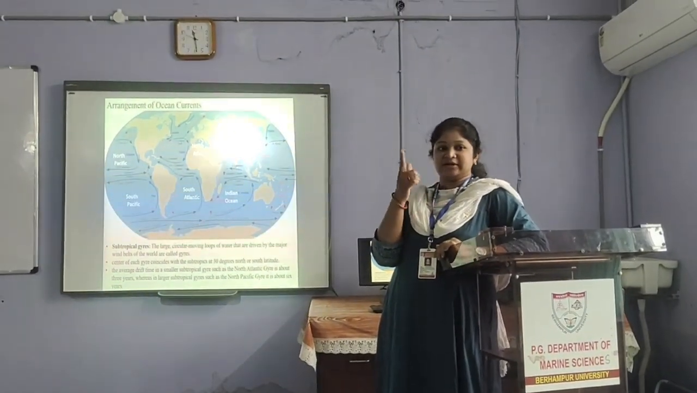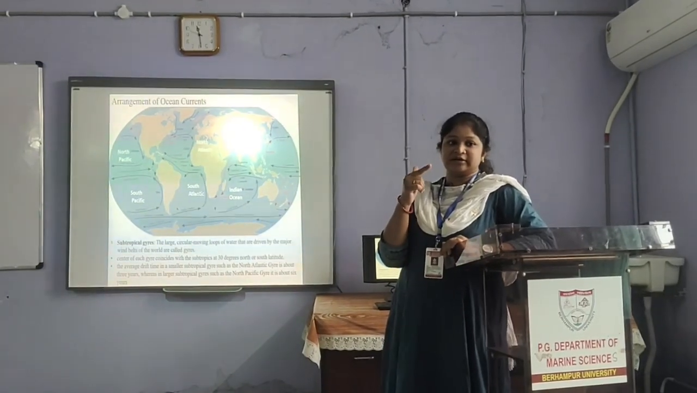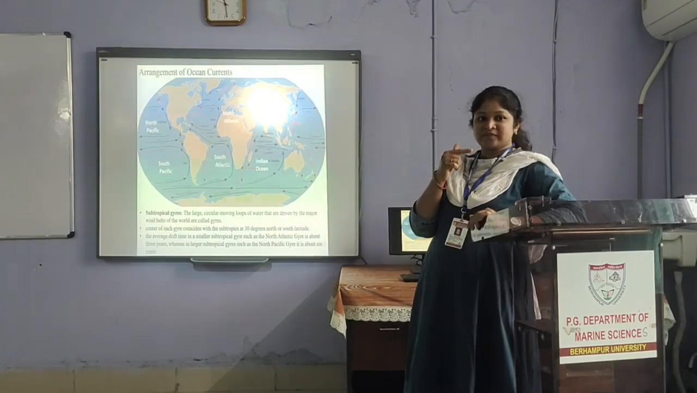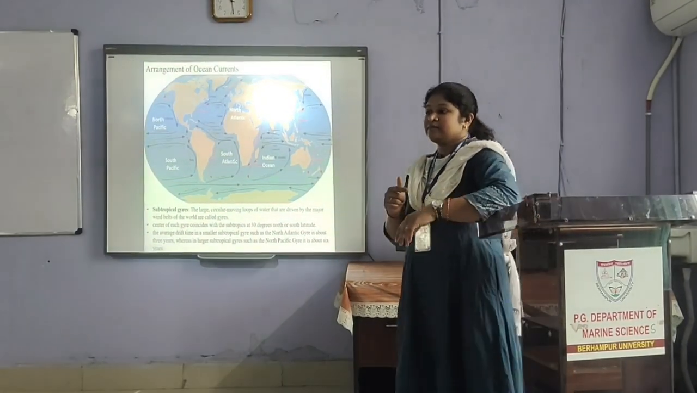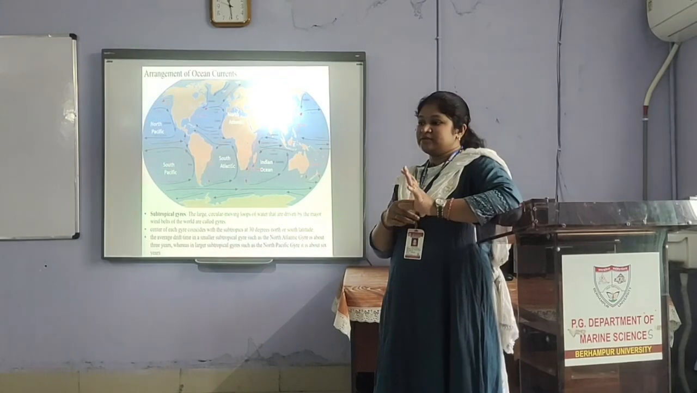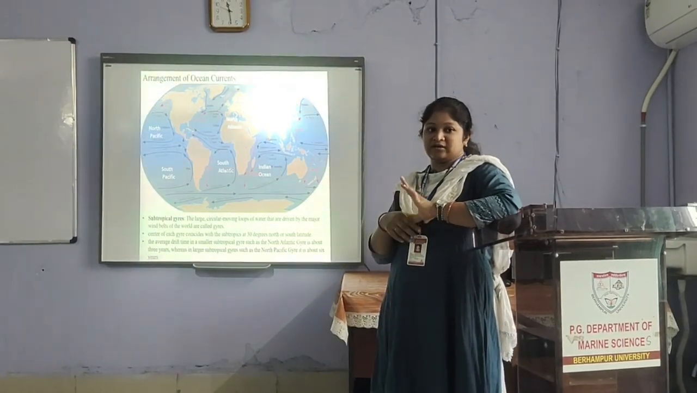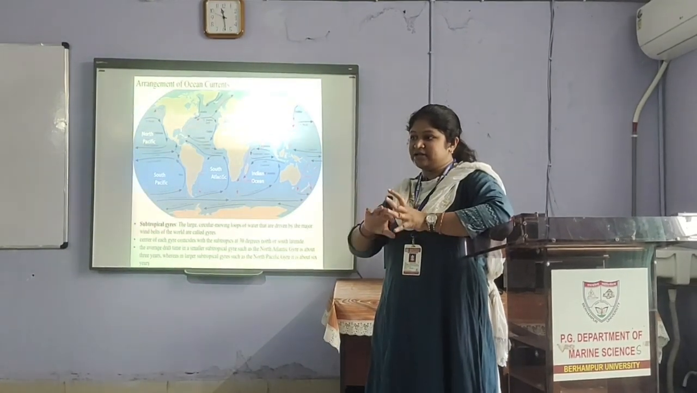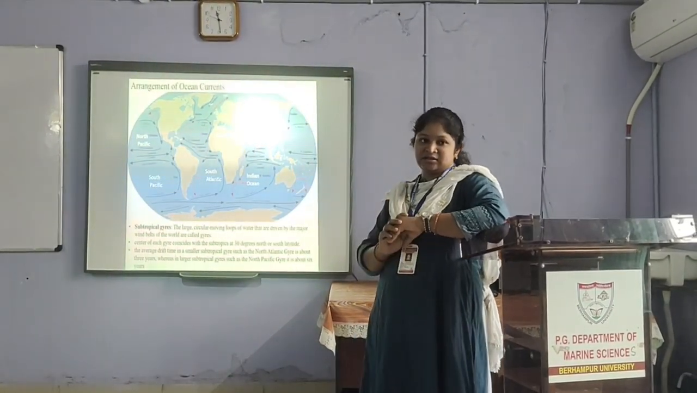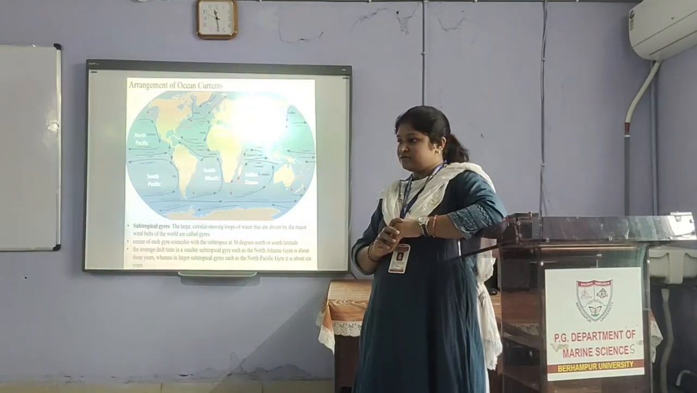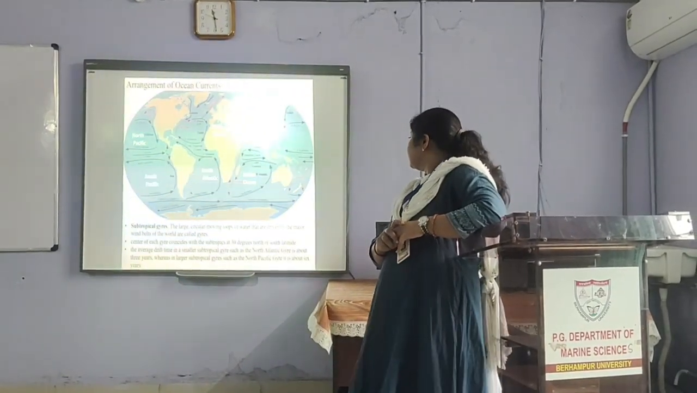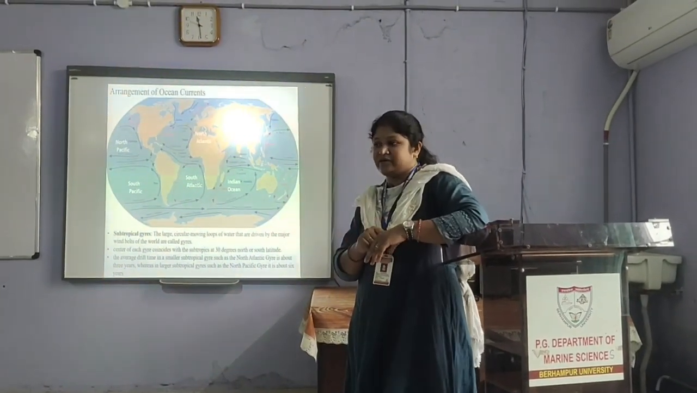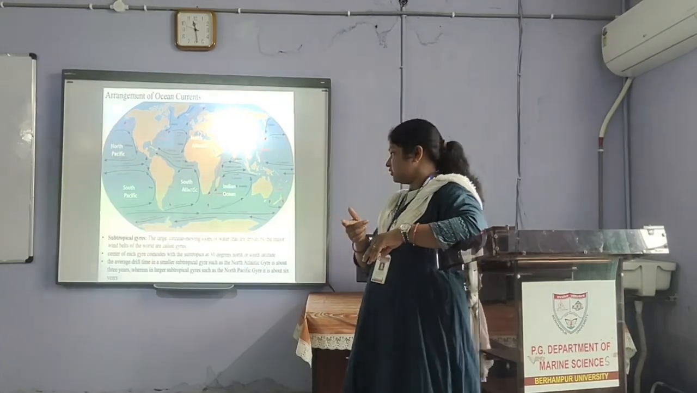If a warmer current flows, then what happens to the coastal area? There will be more rain. But in the colder eastern boundary current, there will be less rainfall. Most of the deserts are found alongside the eastern boundary current. You can check that later.